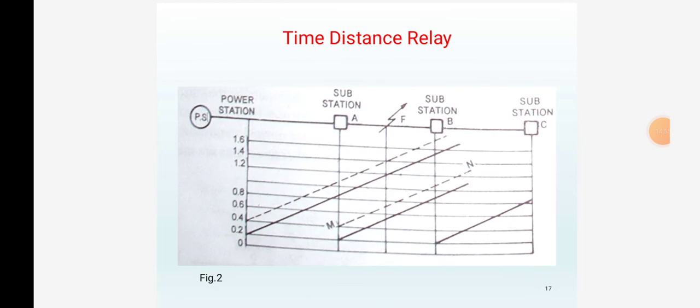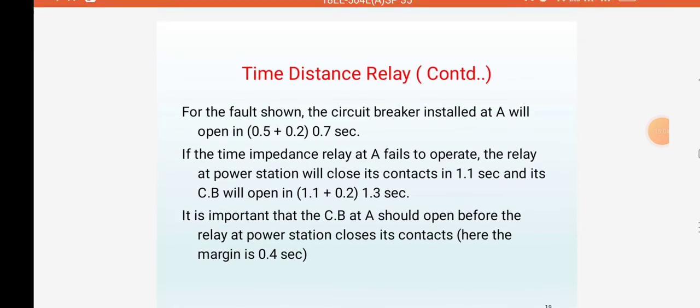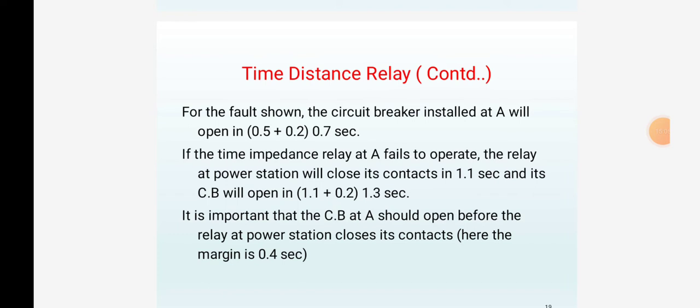This is the time distance delay diagram. In this diagram, for the fault, the circuit breaker installed at A will open in 0.5 plus 0.2, that is 0.7 seconds. If the time impedance relay at A fails to operate, the relay at the power station will close its contacts in 1.1 seconds and its CB will open in 1.1 plus 0.2, that is 1.3 seconds. It is important that the circuit breaker at A should open before the relay at the power station closes its contacts. Here the margin is 0.4 second.